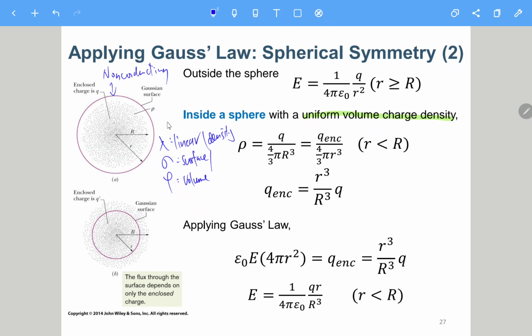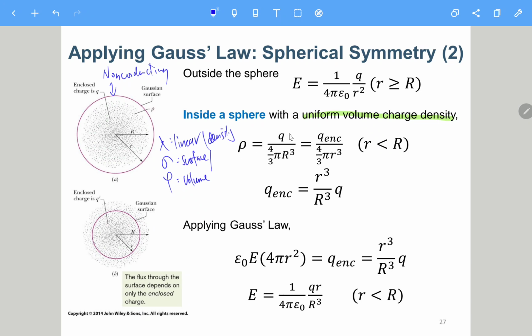Linear charge density multiplied by a length becomes a charge. Surface charge density multiplied by an area becomes a charge. And volume charge density multiplied by a volume becomes a charge. So here, this is the volume charge density, rho.